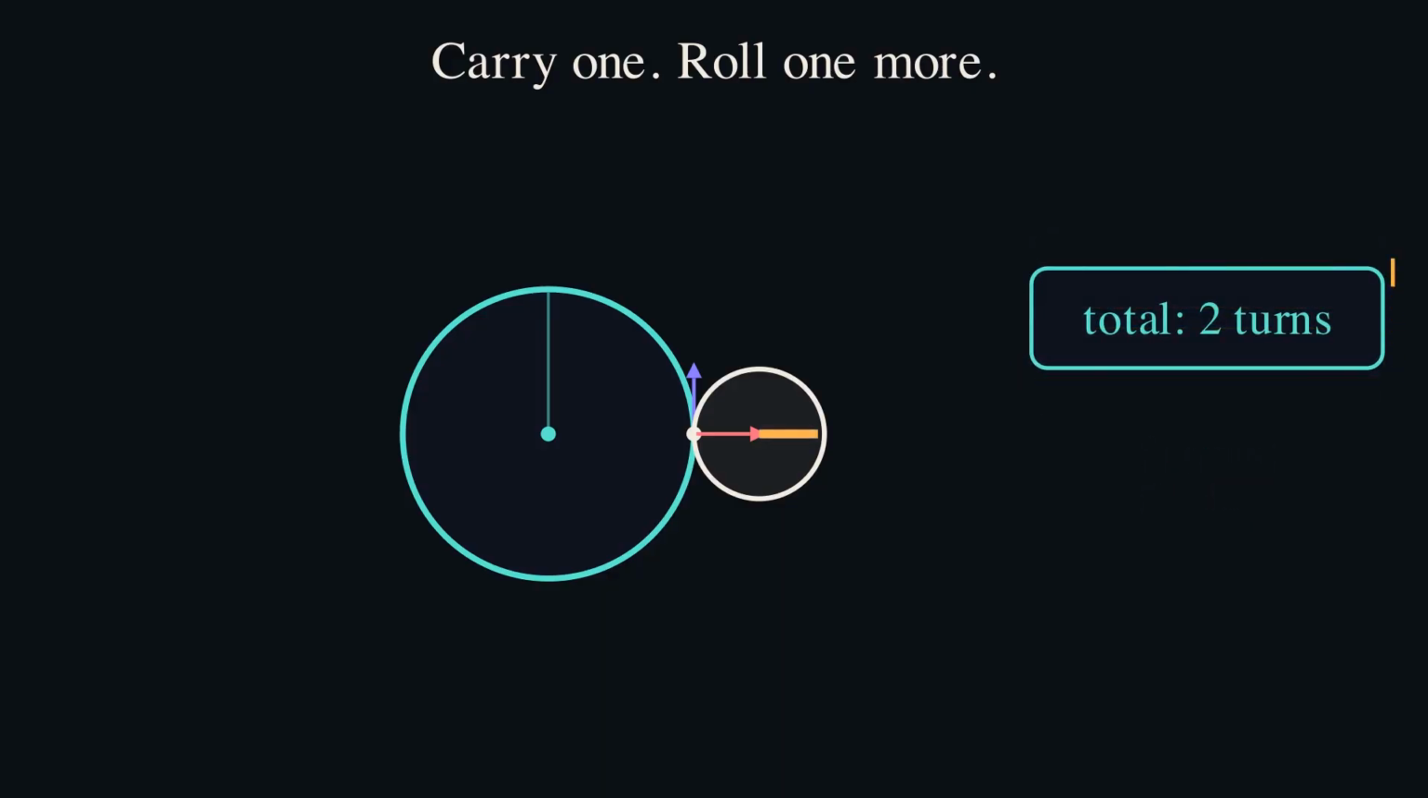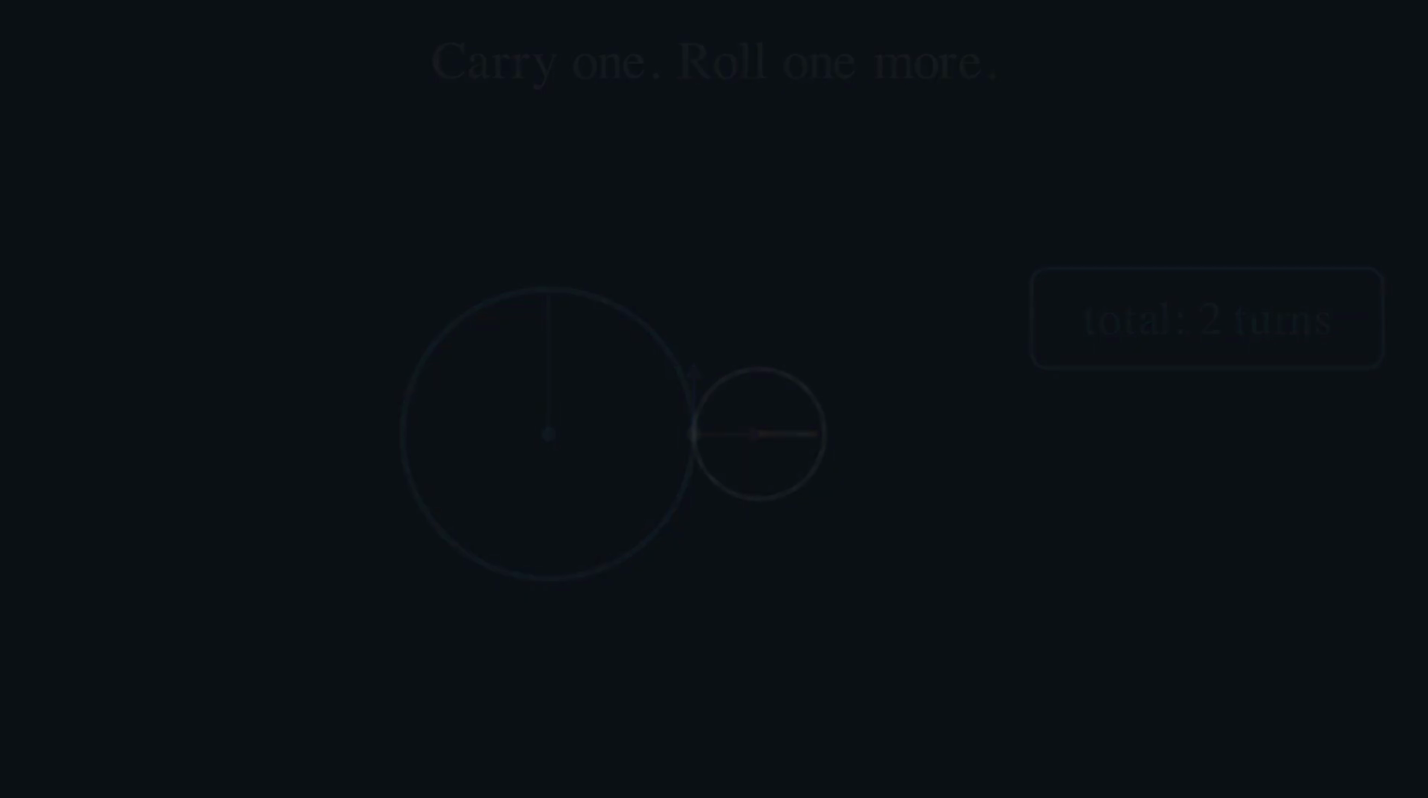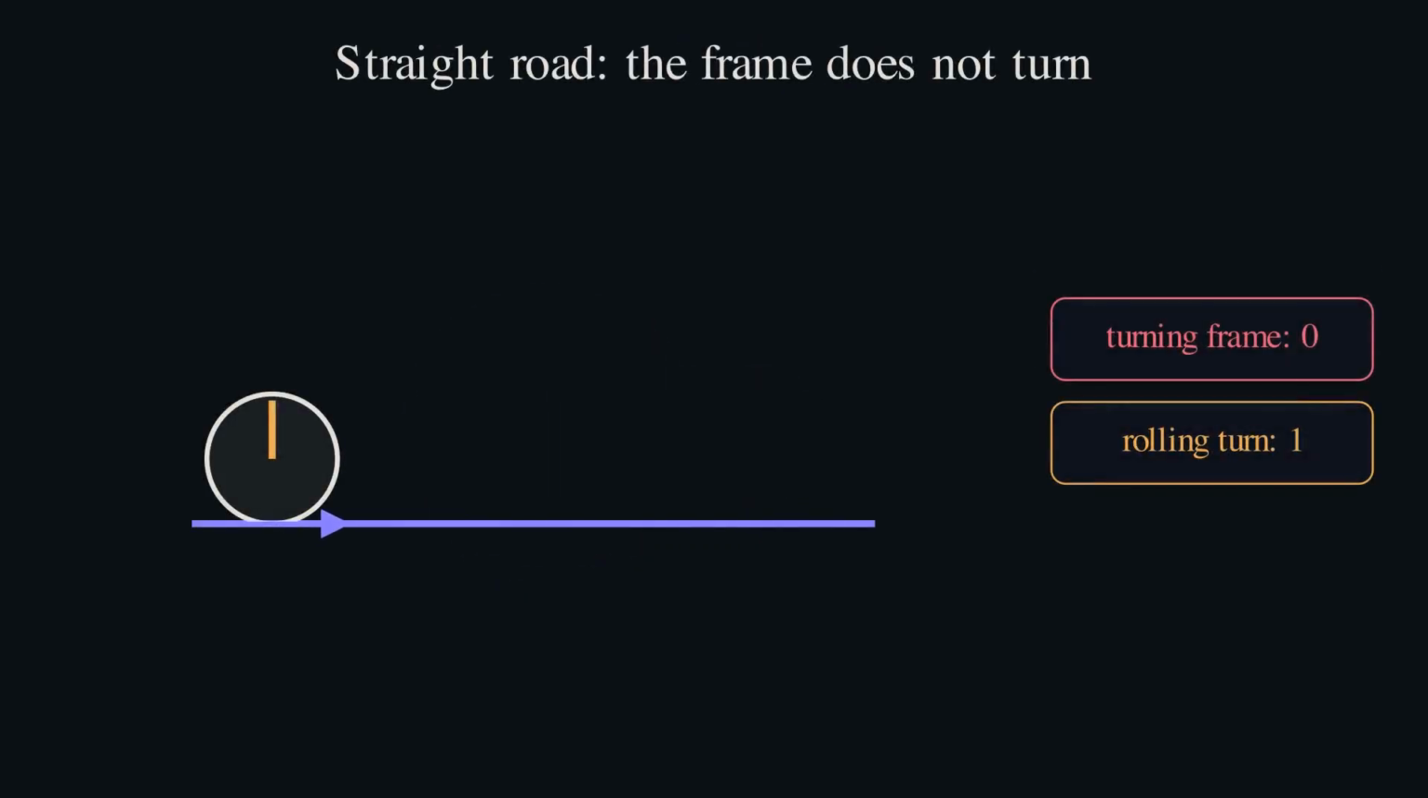Fine on a straight road, where that frame never changes. Not fine when the road curls all the way around. You can see both contributions if we run two ghost coins together. One is carried around, always facing outward, 1 turn. The other rolls an additional turn relative to it, 2 turns total.